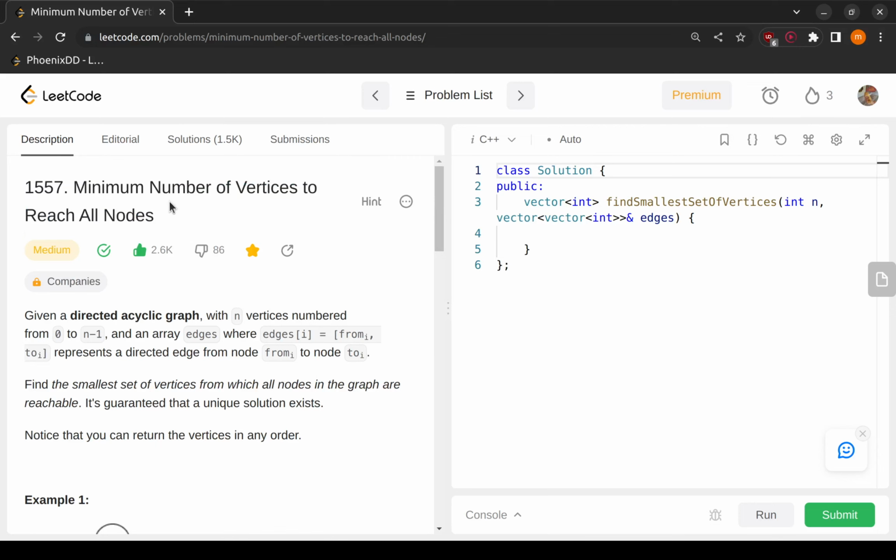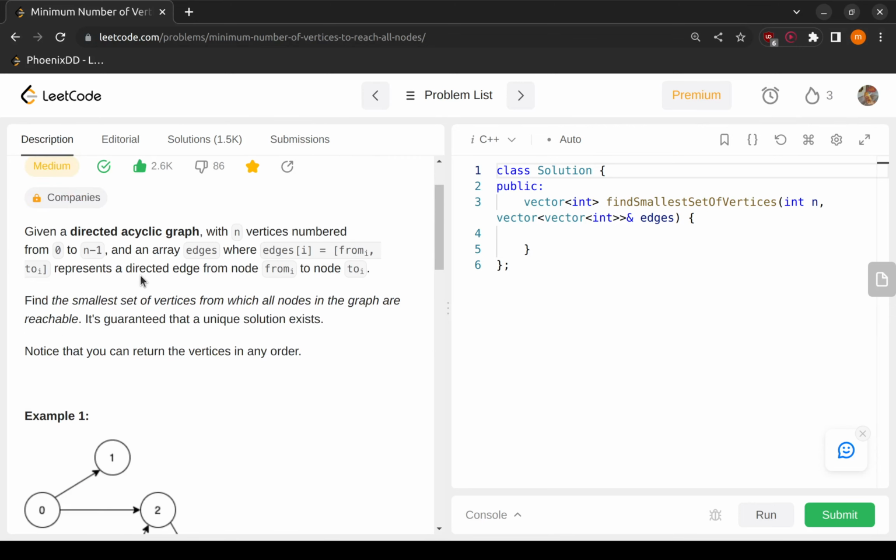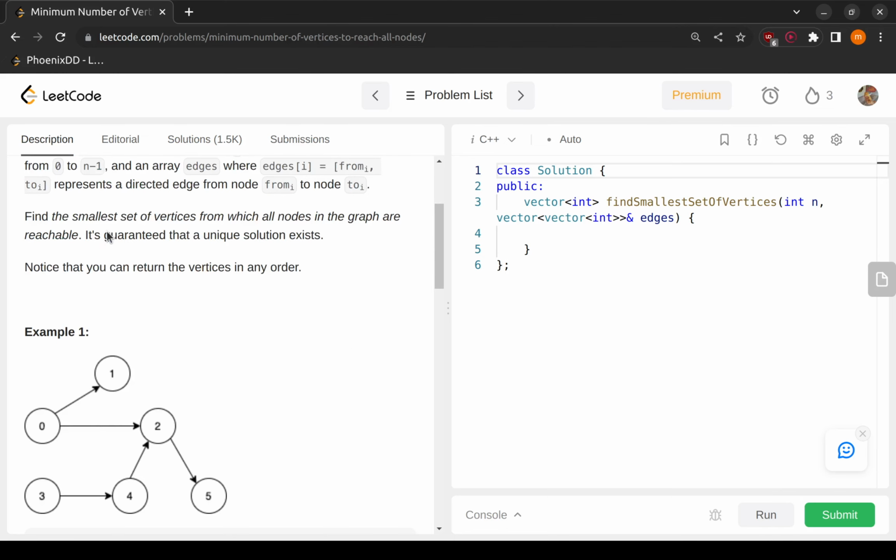And today we are again going to solve this Leetcode daily challenge, which is minimum number of vertices to reach all the nodes. So let us try to read this question.